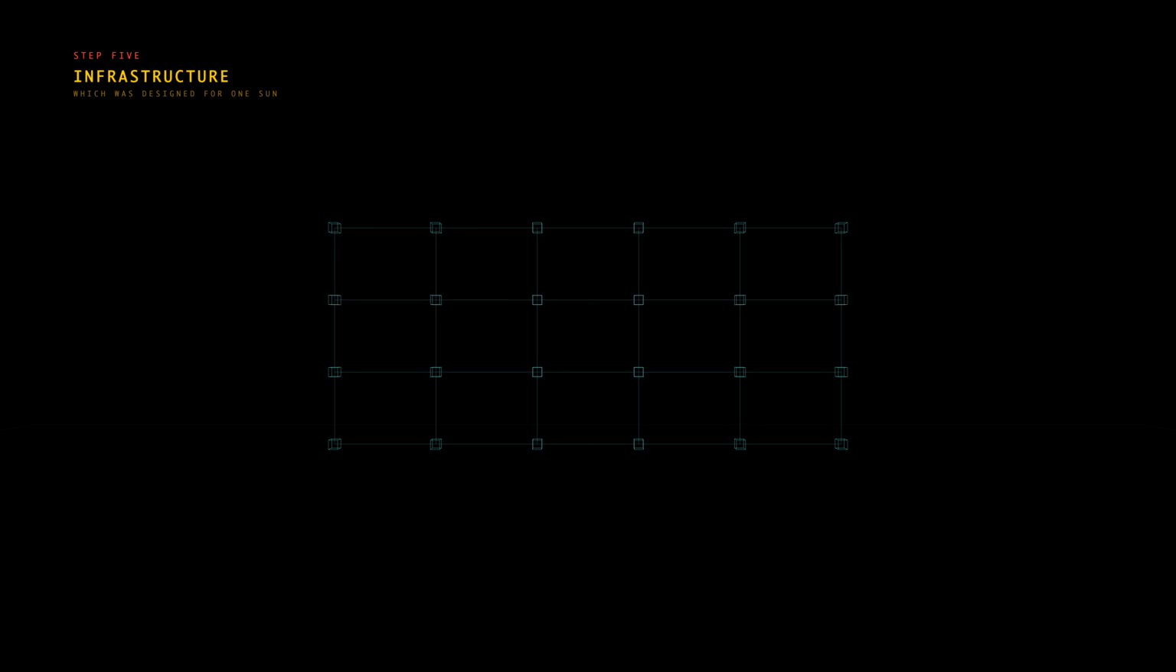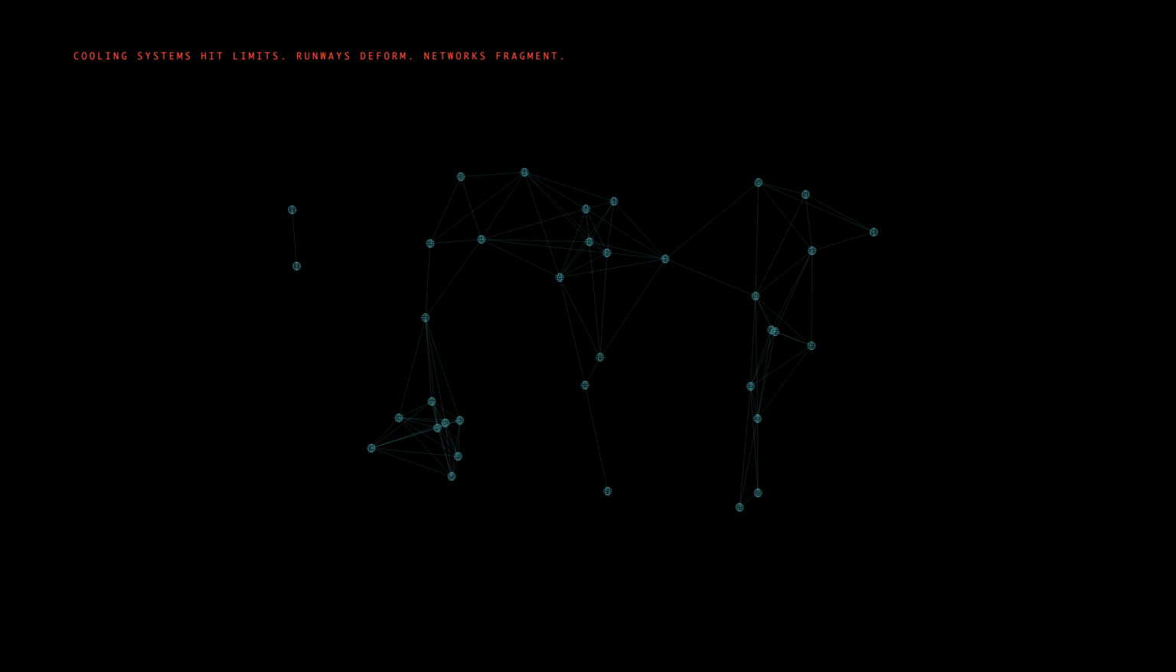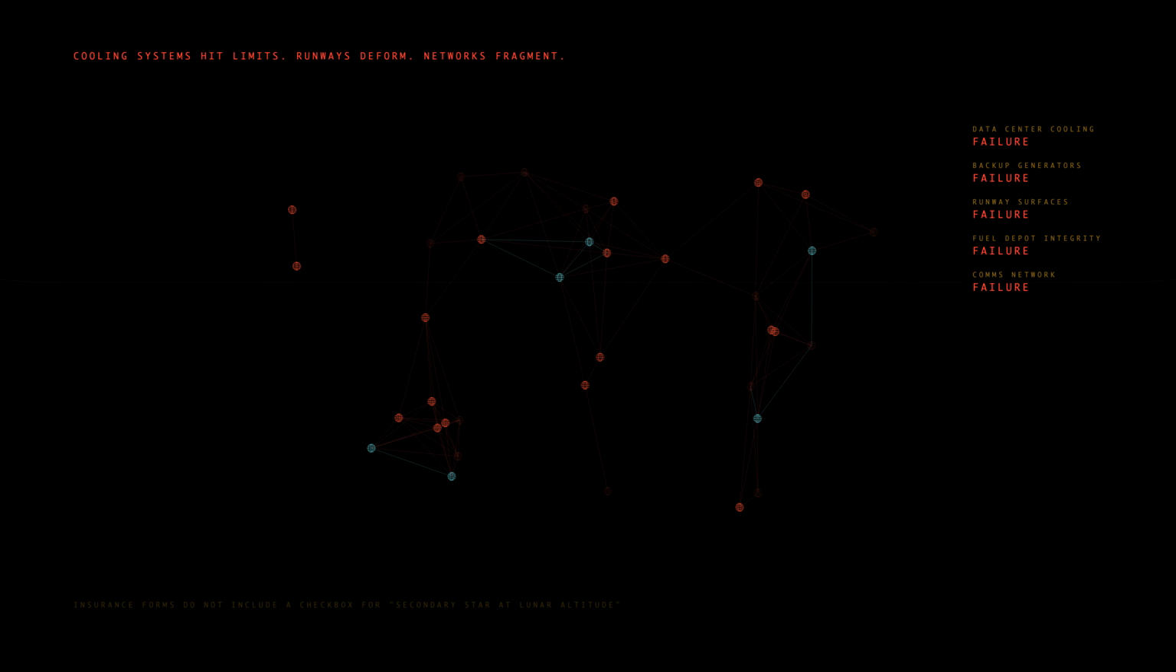Step 5, infrastructure, which was designed for 1 sun. Power grids were not stress tested for direct radiative assault at megawatt scale. Transformer yards overheat, transmission lines sag, arc, and fail in cascades. Cooling systems in data centers hit limits. Backup generators work briefly until intake air and coolant loops become the bigger problem. Runway surfaces deform. Fuel depots become thermal hazards. Comms networks fragment into local islands. Insurance forms do not include a checkbox for secondary star at lunar altitude.